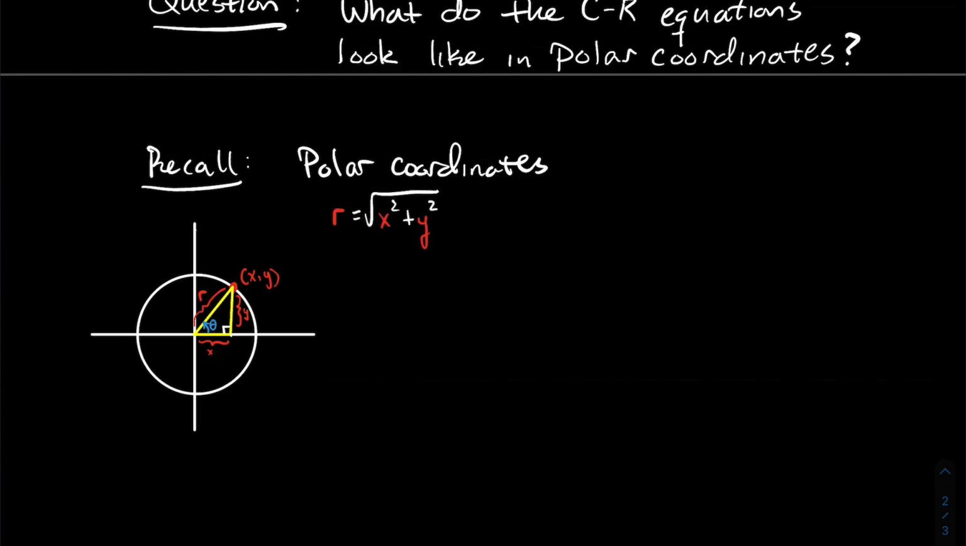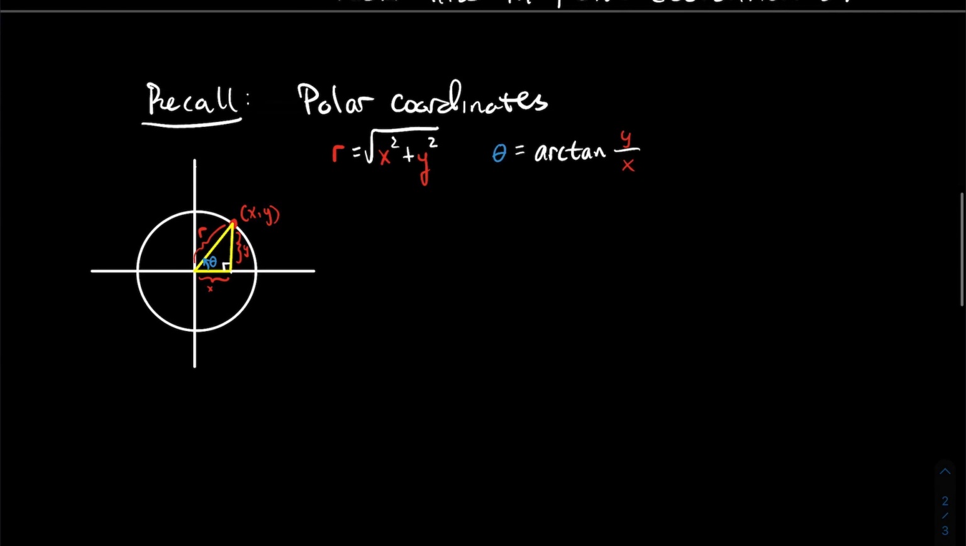Remember, with polar coordinates, we're using circles centered at the origin in order to describe points in the plane. And the relationship between the polar variables r and theta and the rectangular variables x and y is the following. r is the square root of x squared plus y squared. Theta is equal to arctangent of y over x. And other useful formulas are x is equal to r cosine theta and y is equal to r sine theta. So these four formulas help me switch back and forth between the two sets of coordinates, polar coordinates and rectangular coordinates.